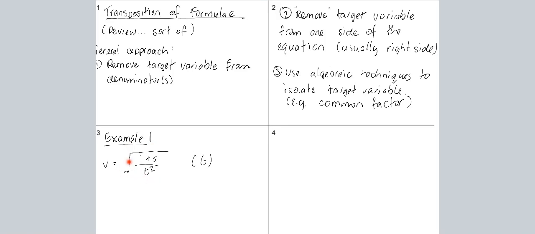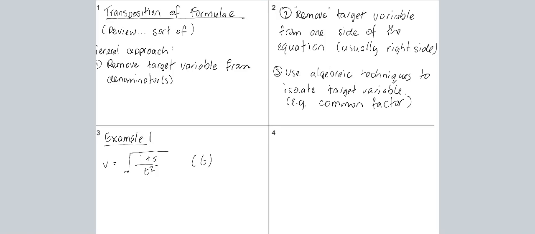So if there's a square root that's done before you divide it by t squared, you're going to have to undo the square root in order to get to the t squared on the denominator, if that kind of makes sense. So if you think about how the expression is built up, you're basically working in reverse to get at the variable you're looking for.